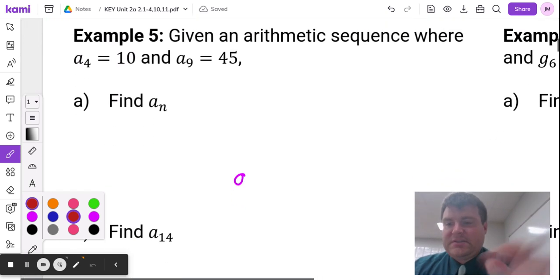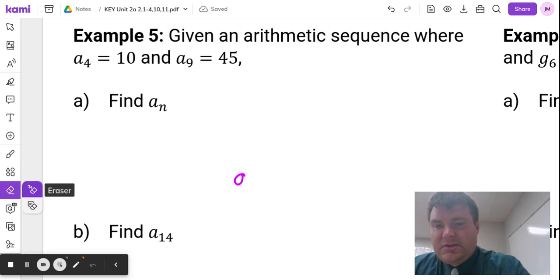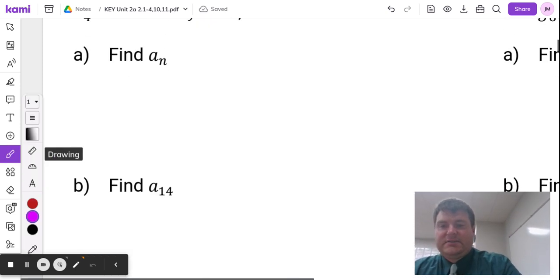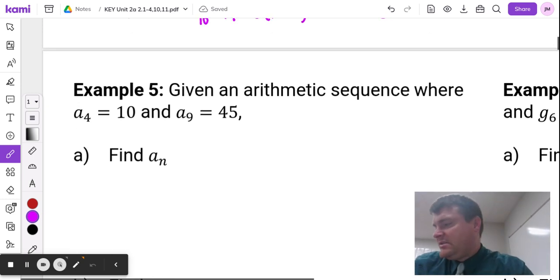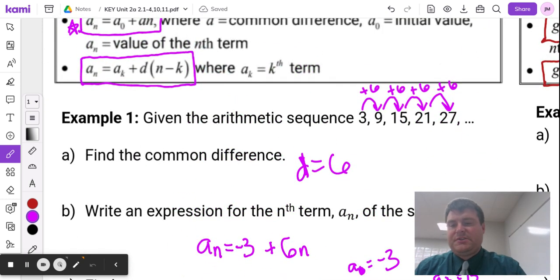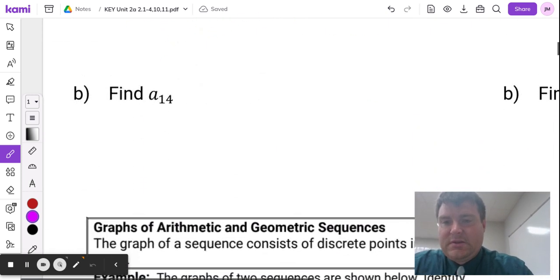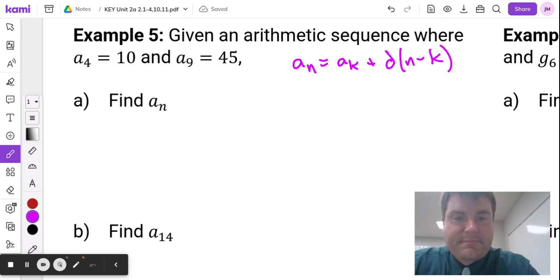All right, let's go ahead and do this next arithmetic sequence question. This one gives us two values, and we're going to find a sub 14. So given these two values right here, I'm going to use this equation right here, this bottom one. I'm going to write it right here just so I have it. A sub n equals a sub k plus d times n minus k.